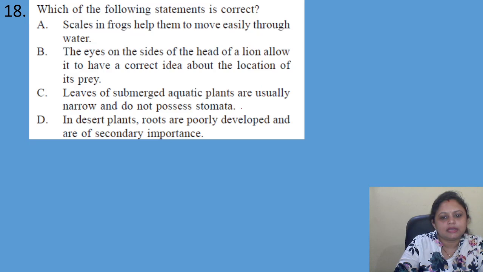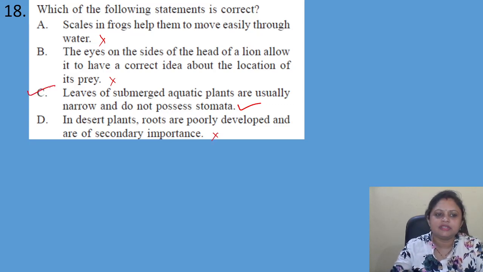Okay. So, which of the following statements is correct? So here the correct statement is option C. Leaves of submerged aquatic plants are usually narrow and they do not possess stomata. Okay. So other options are incorrect. So the correct answer is option C.